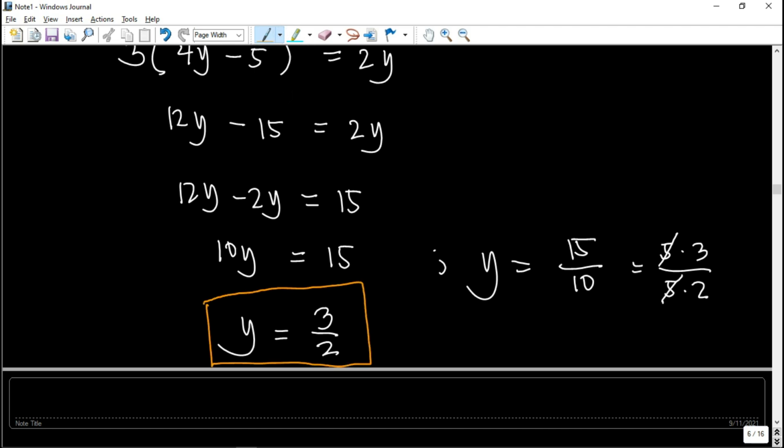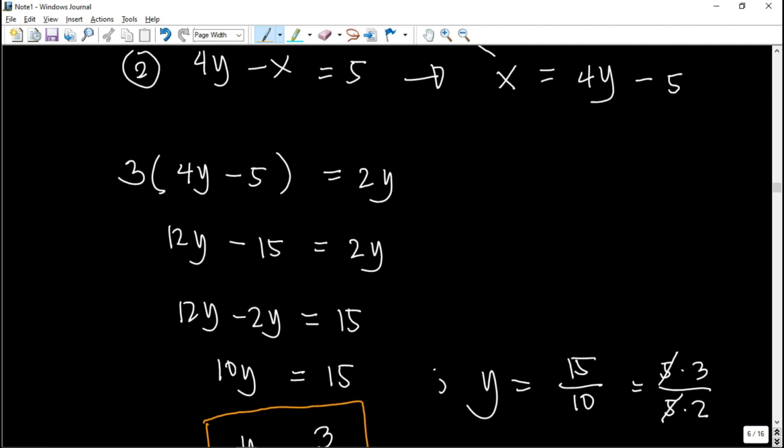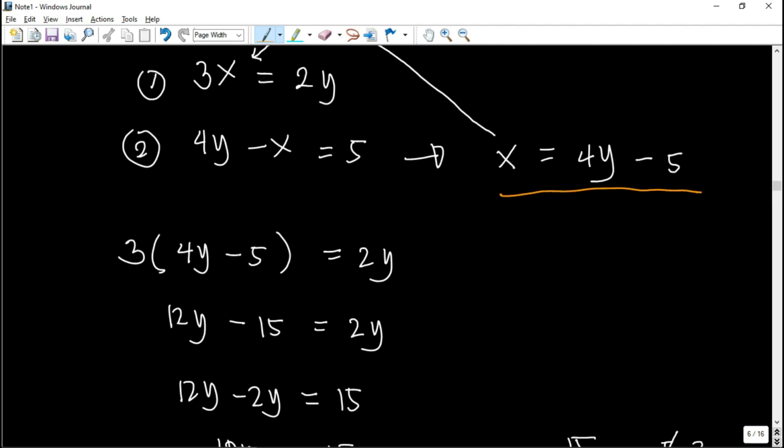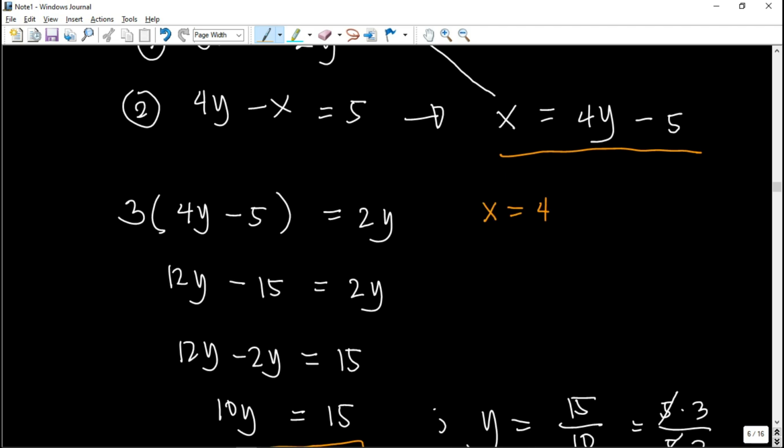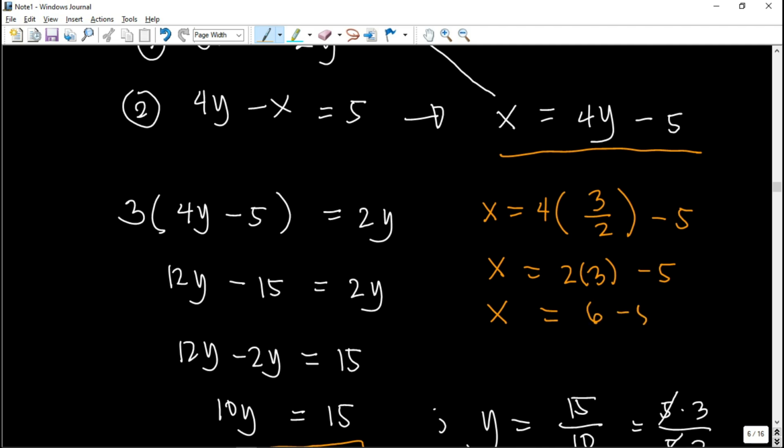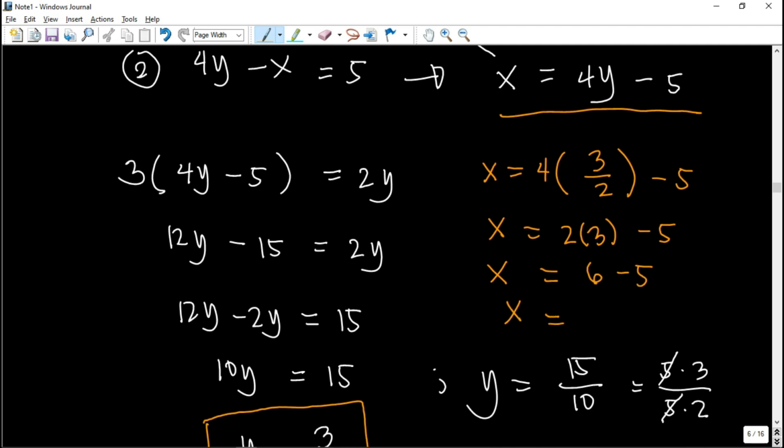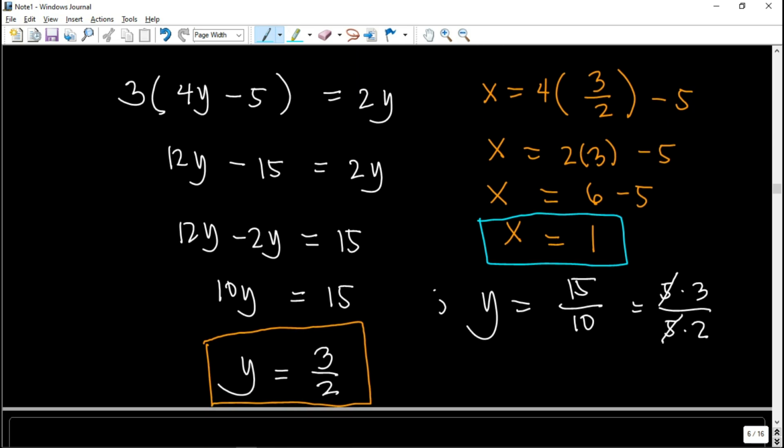Let's just solve for x. Okay, to solve x, gamitin natin si second equation. Okay, x is equal to 4 times y, wherein y is 3 halves. You have here minus 5. So, x equals, you have here 4 divided by 2, that is 2. So, this is 2 times 3. Okay. So, we have here minus 5. So, x is equal to, so 6 minus 5. Then, we have here x as 1. Okay, so this is x and y. So, x is 1, y is 3 halves.